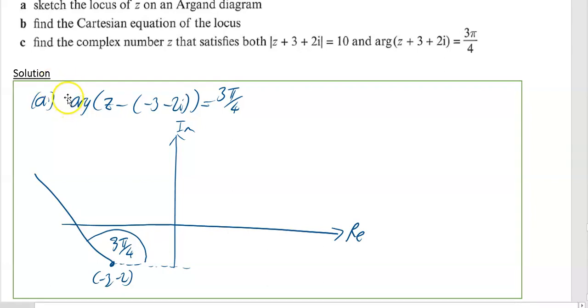Part B says find the equation of the locus. So that means we want to find the equation of this straight line. So remember, we know that this line goes through the point (-3, -2), and we could work out very easily the gradient. So you can just sub that into your y equals mx plus c, or there are other ways of doing it as well.